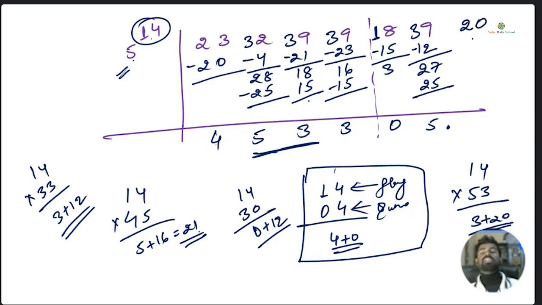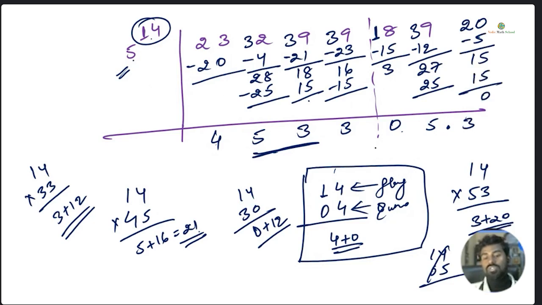20. Now 20 is going to be divided by 5. 14 0 5. So this is 0. 1 into 5 is 5. Subtract 5 from here. So you have 15 now. How many times? 5 3s are 15. You got 0.